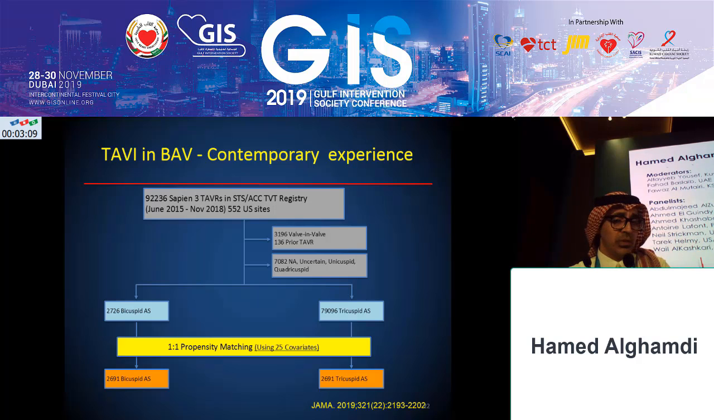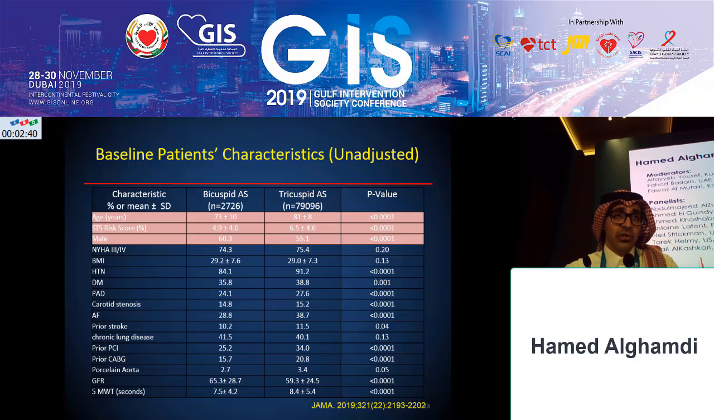Now this is, I think, one of the most important publications in bicuspid aortic valve. It came from the STS and ACC TVT registry, including over 90,000 patients. After excluding several patients, they came up with a tricuspid group of almost 80,000 patients and a 2,700 bicuspid group, and they did 1-to-1 propensity matching. Okay, and they had almost 2,700 patients in each group.